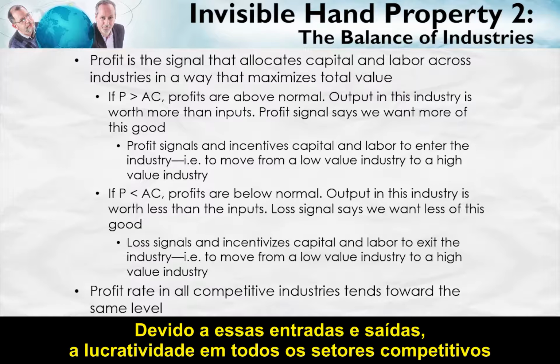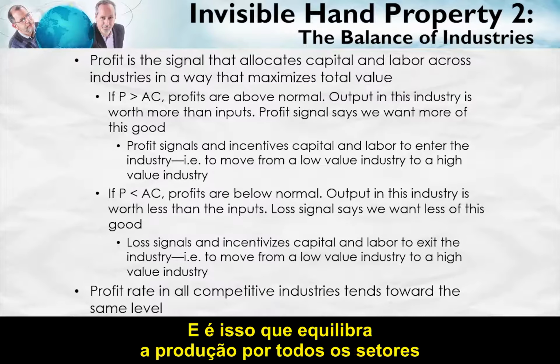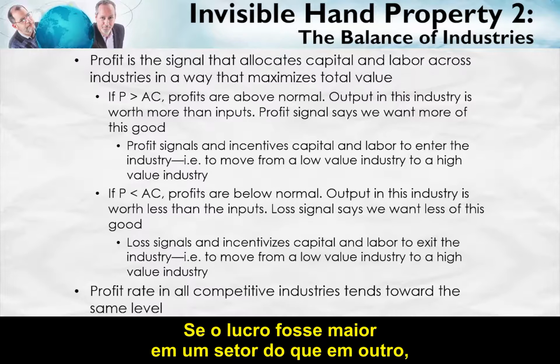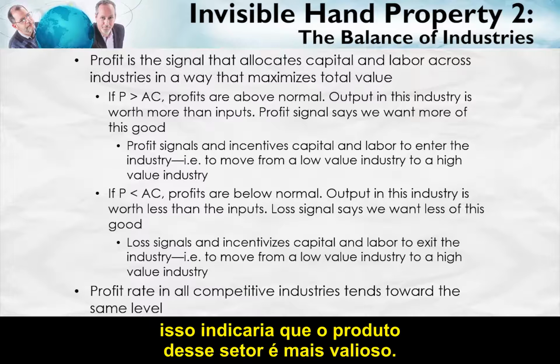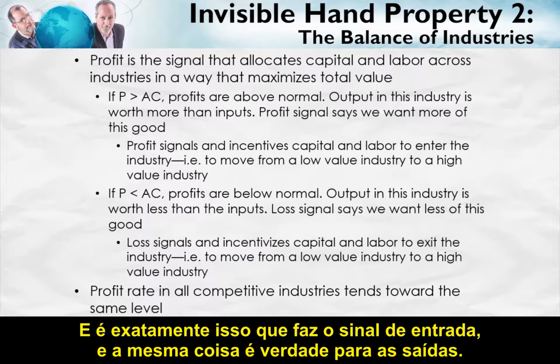Because of this entering and exiting, the profit rate in all competitive industries tends towards the same level. And that is what balances production across all industries to maximize the total value of production. If profit were higher in one industry than in another, that says that the output of that industry is worth more, therefore we should have more of that good. And that's exactly what the entry signal does. And the same thing is true for exit.